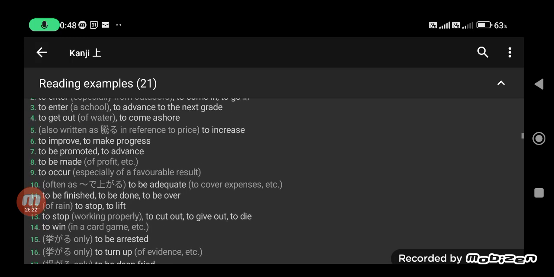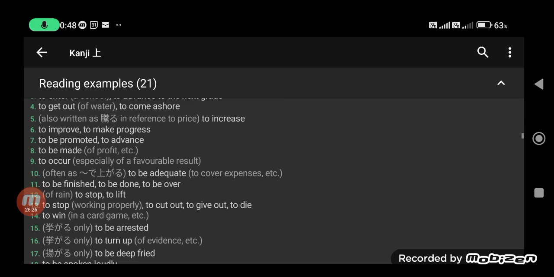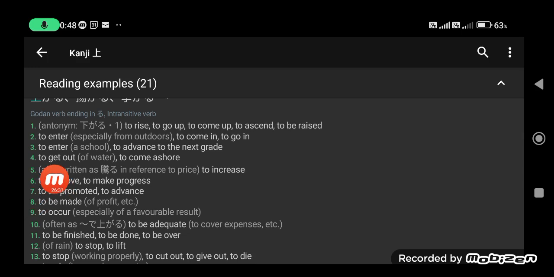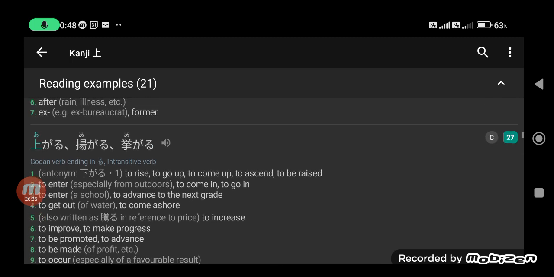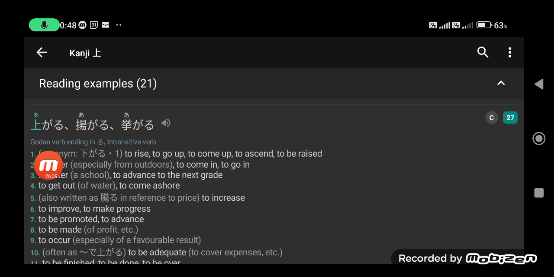Okay. Lots of meanings here. Please, minasan, may I ask you to screenshot these meanings. Other meanings include to come ashore or to get out of water. There are other definitions here for agaru. And it is a godan verb and an intransitive verb.